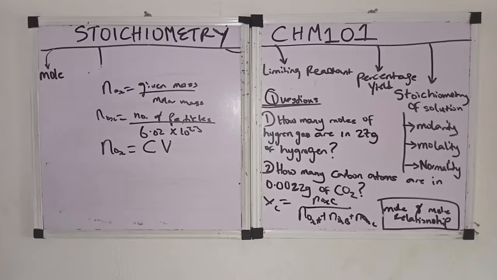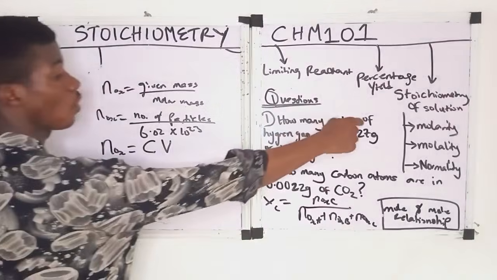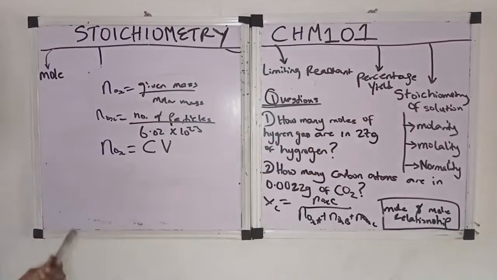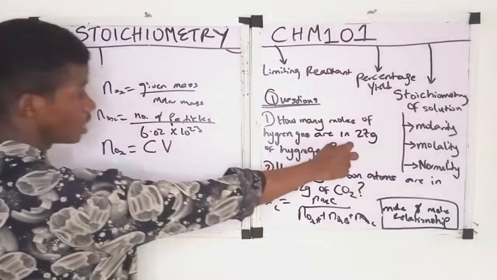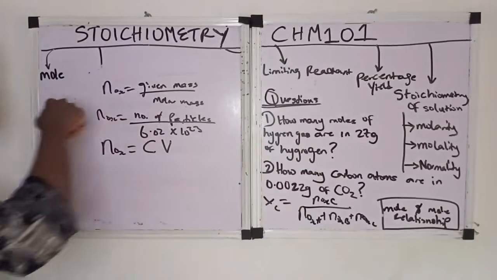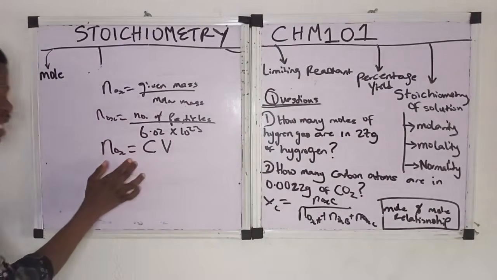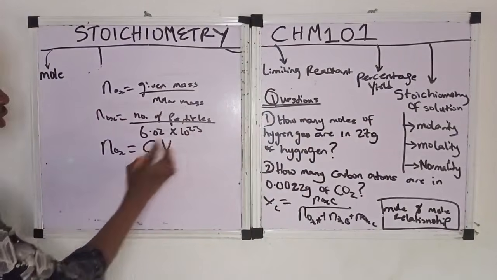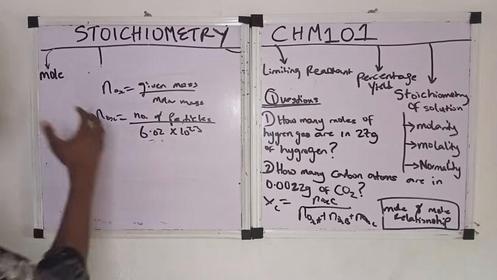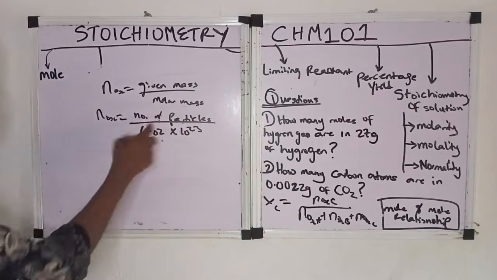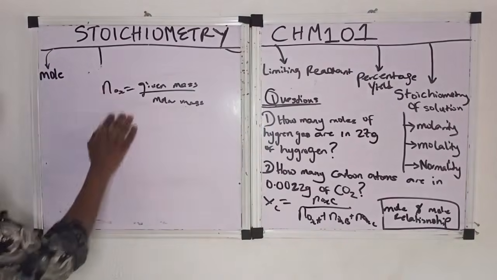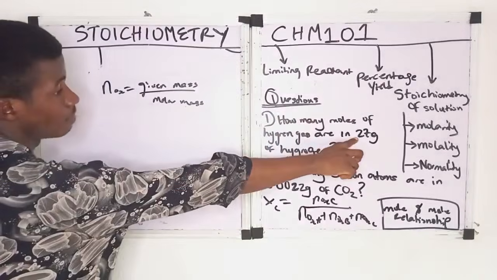Now if you look at this question, it says how many moles of hydrogen gas are in 27 grams of hydrogen. They give us the given mass of hydrogen, and they're asking us to look for the number of moles. We're not going to use the third formula because this question does not involve concentration and volume. We're not going to use the second one because this question does not involve the number of particles. Then we are going to use the first one because they gave us the given mass of hydrogen.